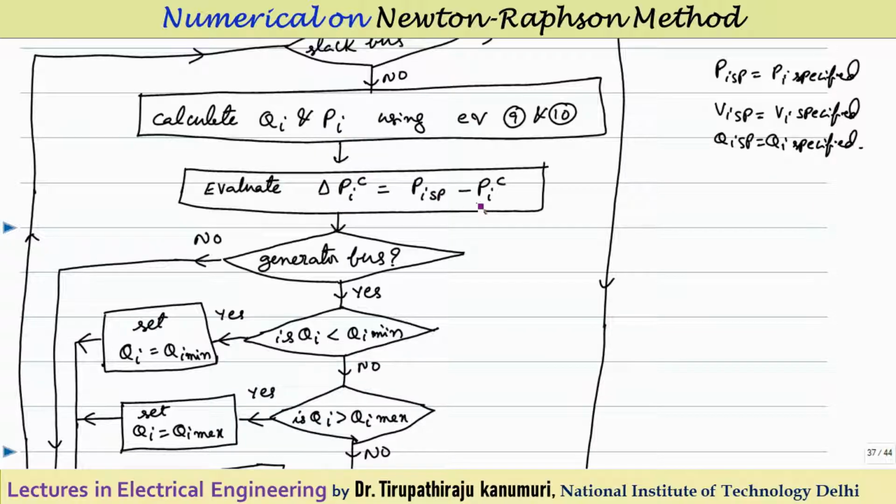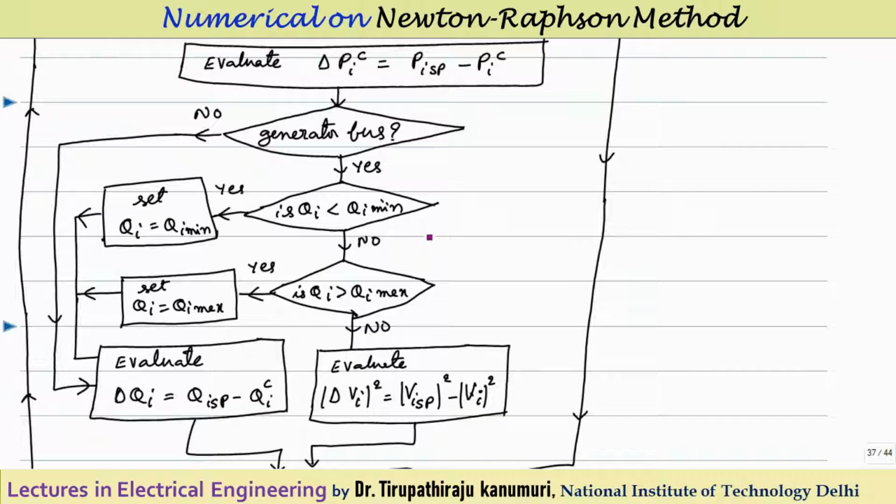Once P is calculated, then for calculating Q, we have to check whether it is a generator bus or a load bus. Let us assume first I am checking whether it is a generator bus. Let us assume it is not a generator bus, it is a load bus. If it is a load bus, we directly calculate delta Qi, which is equal to Q specified minus Q calculated, and proceed further. Now let us assume it is a generator bus.